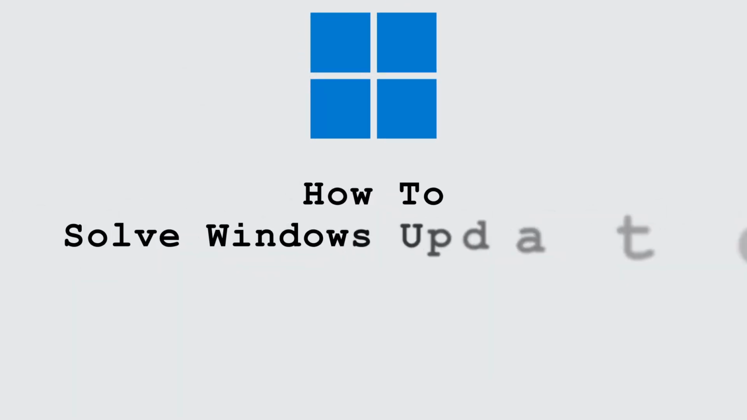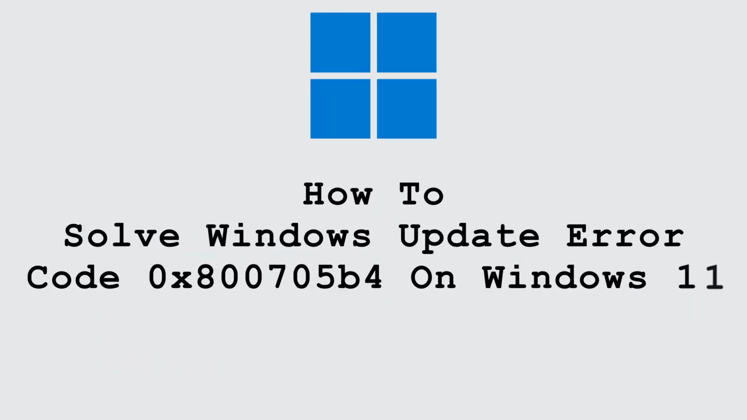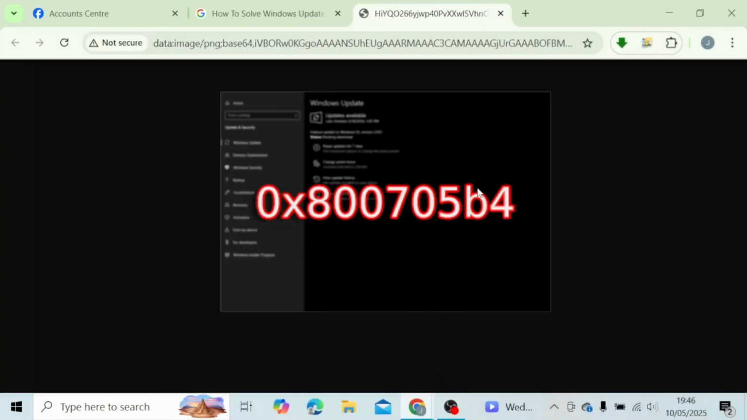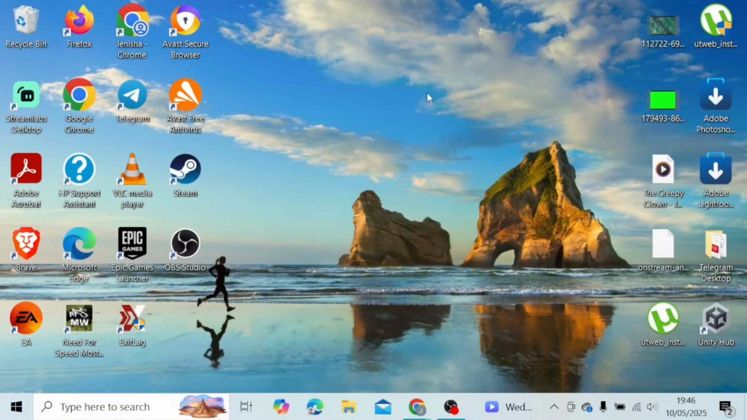How to fix Windows Update error code 0x800705b4. Hello everybody, if you're getting this kind of error code on your desktop while you're trying to update your Windows, you may follow this process in order to fix it.